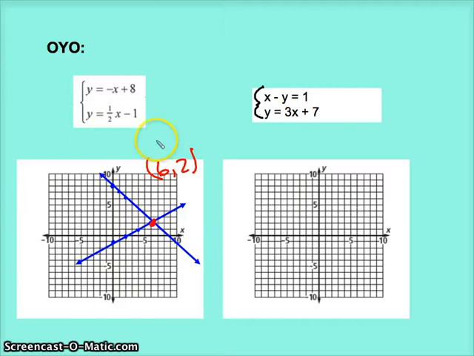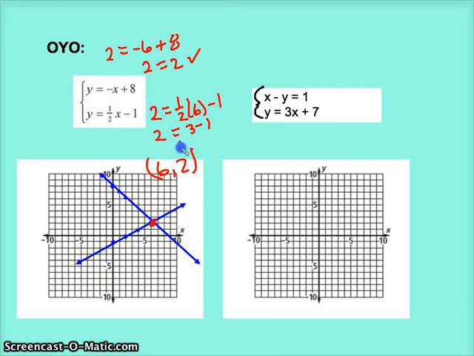Just to be sure, I can plug it in and make sure my answer is correct. 2 for y, and then -6 plus 8, so 2 equals 2. Boom, it works. How about plugging in 2 for y, and then 1/2 times 6 minus 1, so 2 equals 3 minus 1, and 2 equals 2. It checks out. So my final answer is 6, 2.